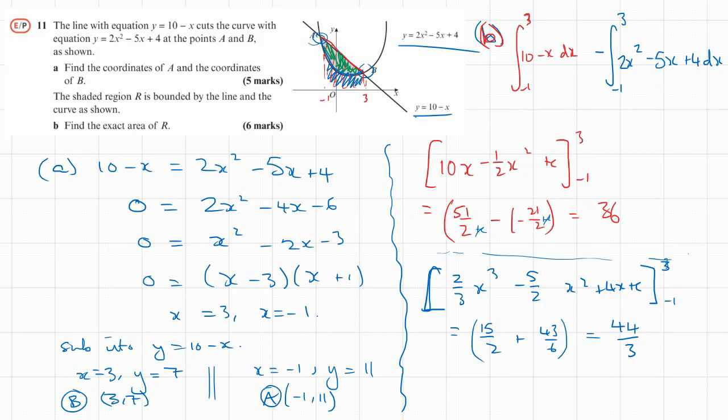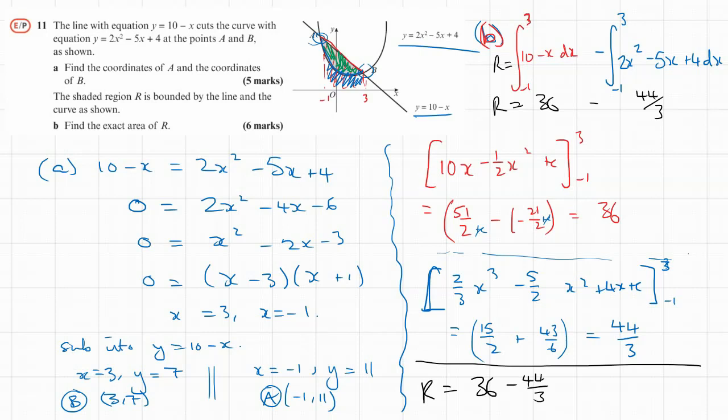Let's go ahead and do the final question again. So region R would be 36, which is this, so 36 subtract 44 over 3. I'm just doing that, and that's the reason why. And when I do that, I get 64 over 3, or 21 and a third.